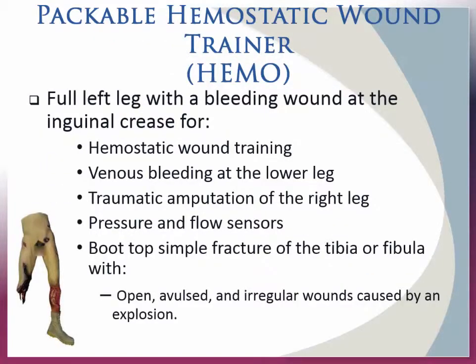The next one is the hemo, and the advantage with this one is you can use it just for wound training, nothing else. The venous bleeding at the lower legs, but at the same time you do have your amputation on the right leg, and that allows you to do a little bit of both. The pressure flows and flow sensors are really good, and if you see in the picture, you have the boot on the mannequin on the mat, and it gives you that other experience of the open wounds and irregular wounds. Here we're saying that it's caused by explosions, but obviously other things could have caused this. But this is good training, especially when we're doing training to go down range.